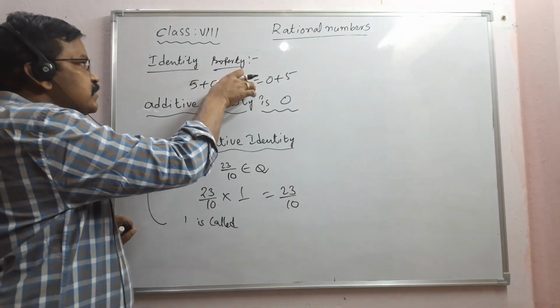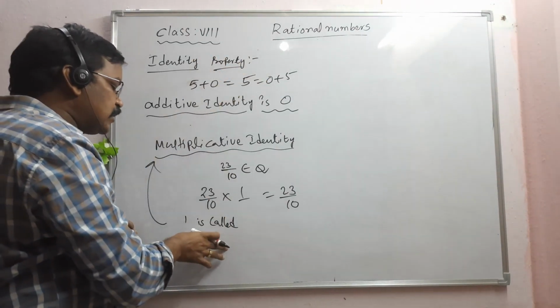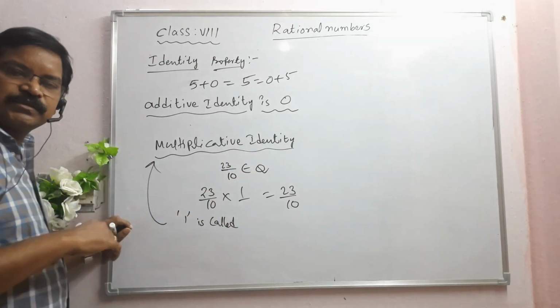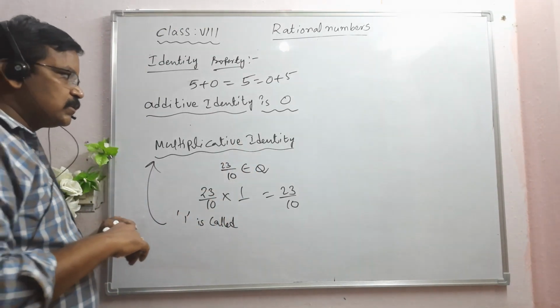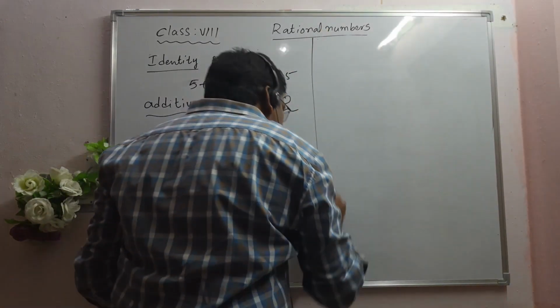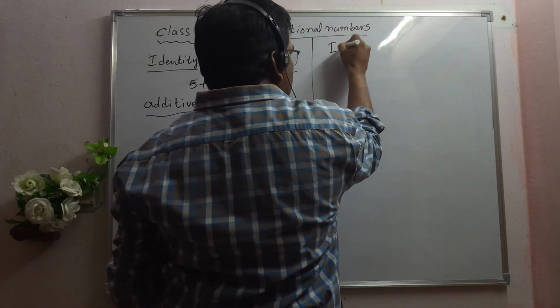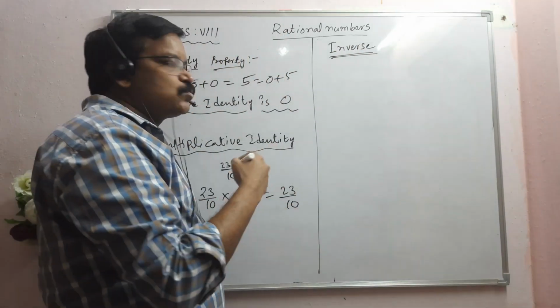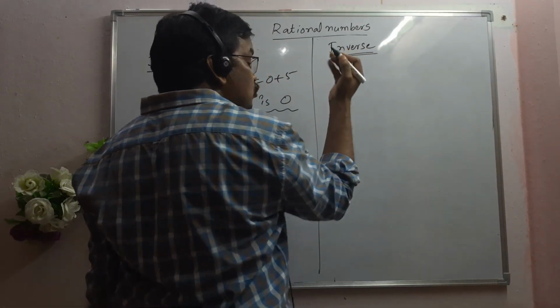So here 1 is called the multiplicative identity. Additive identity is 0, multiplicative identity is 1. Understand, students? Right. The next property is the inverse property. For example, there are two inverses.